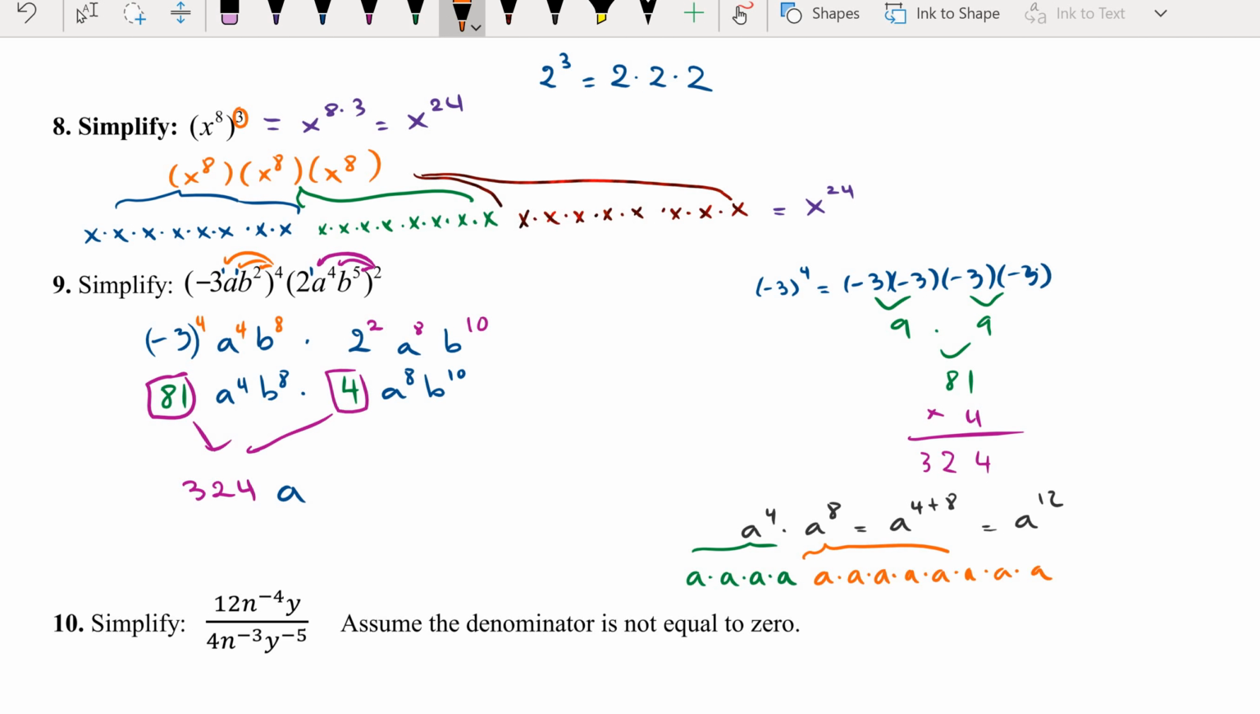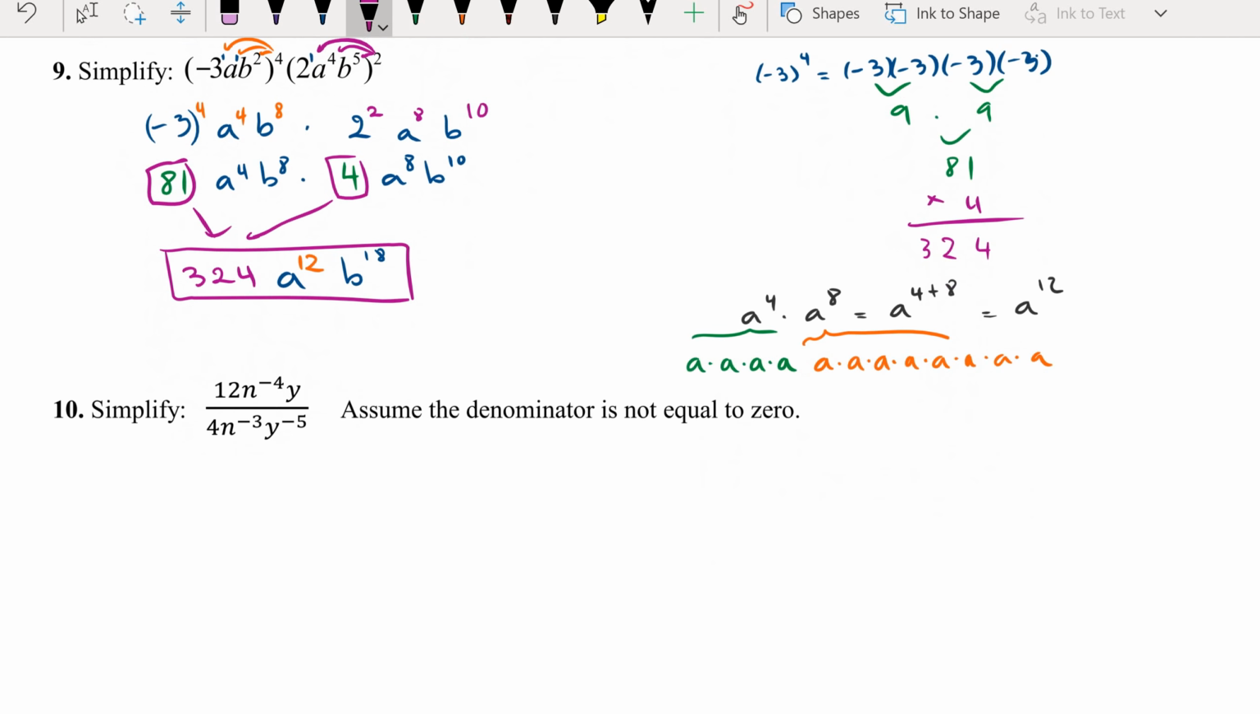The short way, when you multiply 2 exponents with the same base, we add the power. We add 4 and 8, that gives you 12. So a to the 12 power. Same thing with the b. So that will be 8 plus 10, going to be b to the 18. And that's it for number 9.